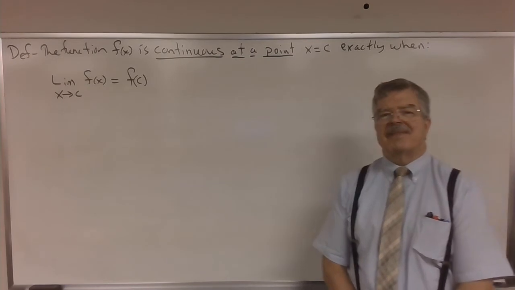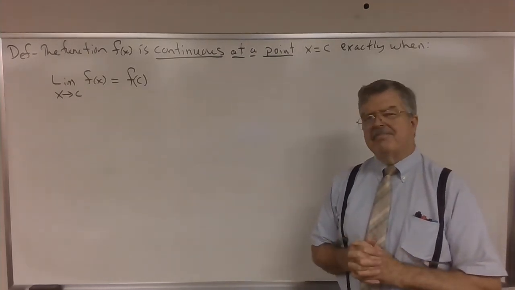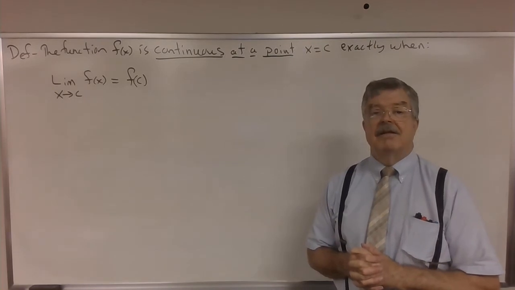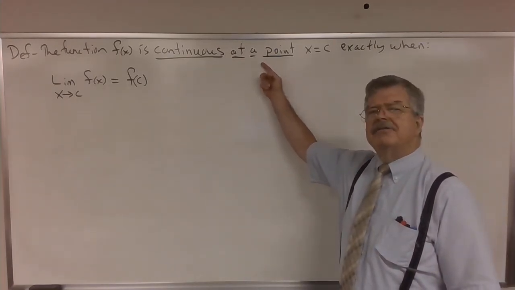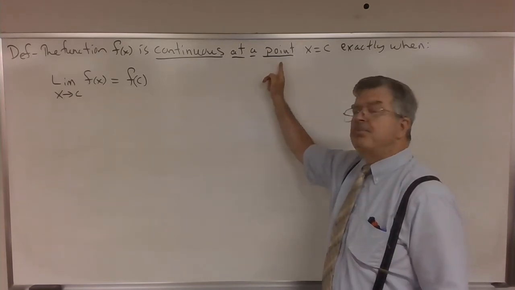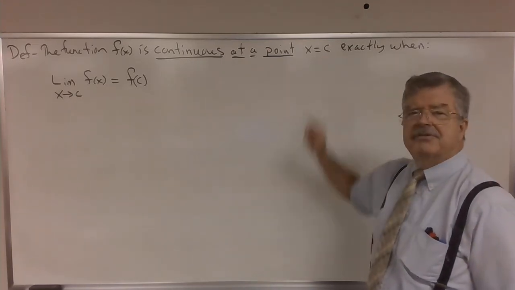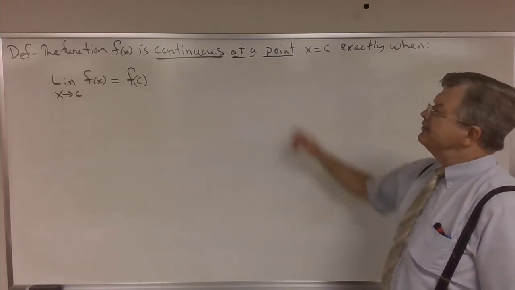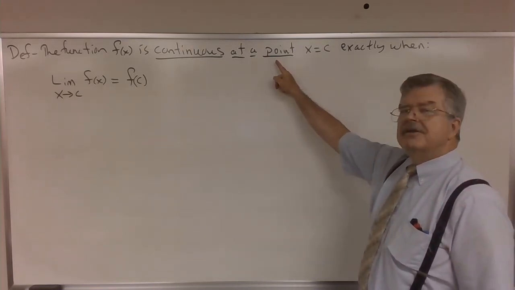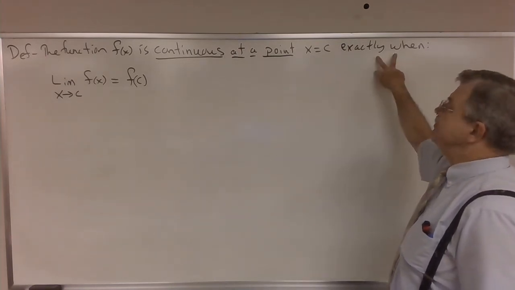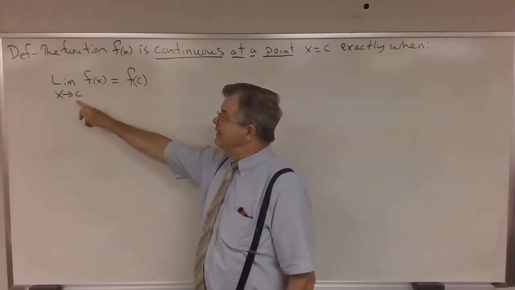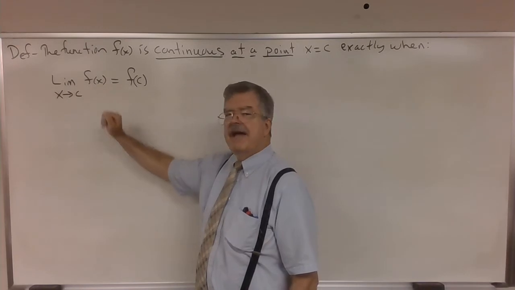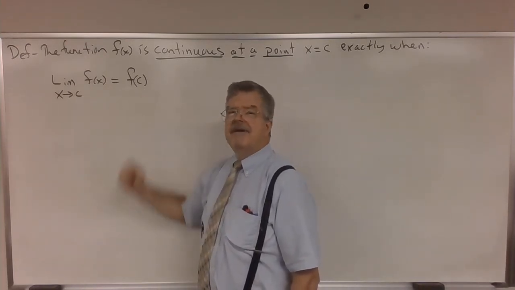Back again. To mathematically formulate the concept of continuity or continuous function, we have to start off with the idea of a function being continuous at a point, a single point, x equals c. And the definition here says that f of x is continuous at a point x equals c exactly when this holds true. Exactly when the limit as x approaches c of f of x is equal to f evaluated at c.